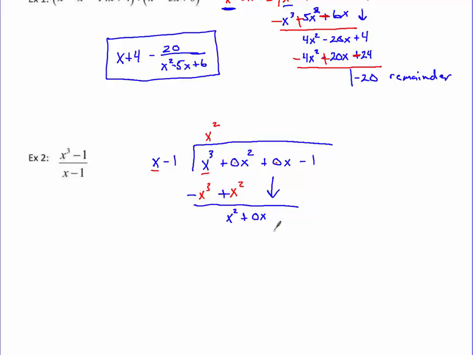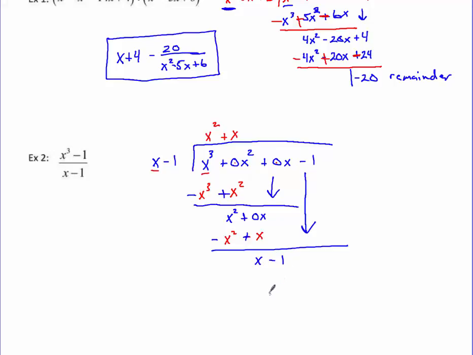So then I say to myself, what do I have to do to this x to get an x squared? Well, I've got to multiply it by x. So x times x squared, x times negative 1, negative x. Multiply the whole thing through by a minus, so minus, plus. Draw my line. x squared minus x squared goes away. 0x plus x is x. And I'm going to bring this negative 1 all the way down.